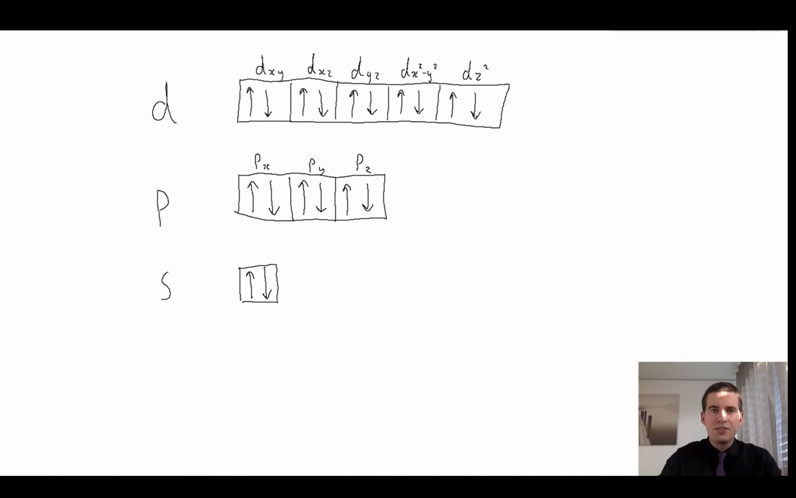Okay, so that's the basics of orbital diagrams. Each box represents one orbital. Each orbital can contain 2 electrons. Within a subshell, each orbital has to contain 1 electron before you pair them up. That's all you really need to know.